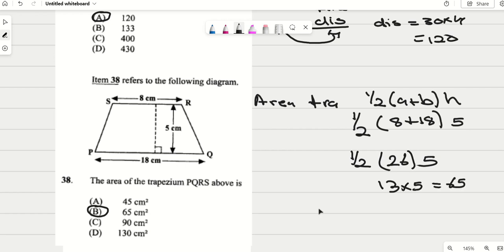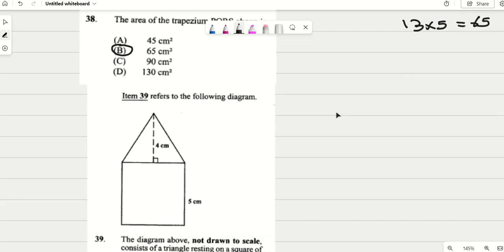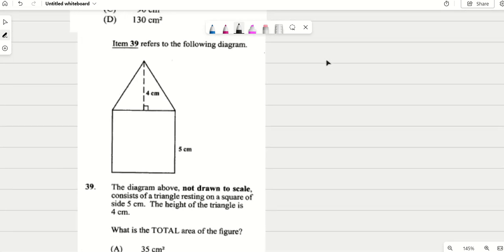This question is repeated as well. I saw this a few years. This question as well is a repetitive question.